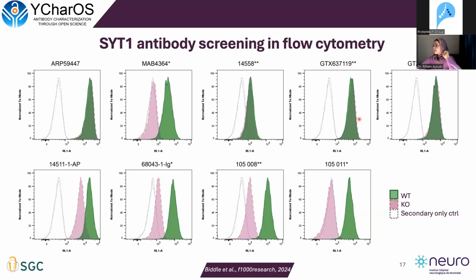Some antibodies, like this one here, for example, show the same signal intensity in wild-type and knockout cells, which you can see overlapping here, and therefore is not suitable for flow cytometry. On the other hand, this antibody shows specificity towards synaptotagmin 1, where the signal is distinct from the knockout population that rather overlaps with the secondary-only channel, making it suitable for this application.